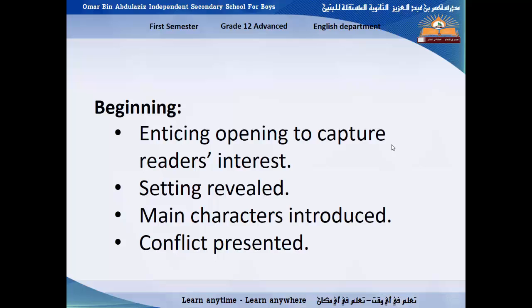What is meant by setting? Setting means the time and the place of the story. You have to introduce the main characters. Who are the main characters of your story? Either the hero or protagonist. And also you have to show the conflicts. Who is fighting against who, or who is fighting against what?